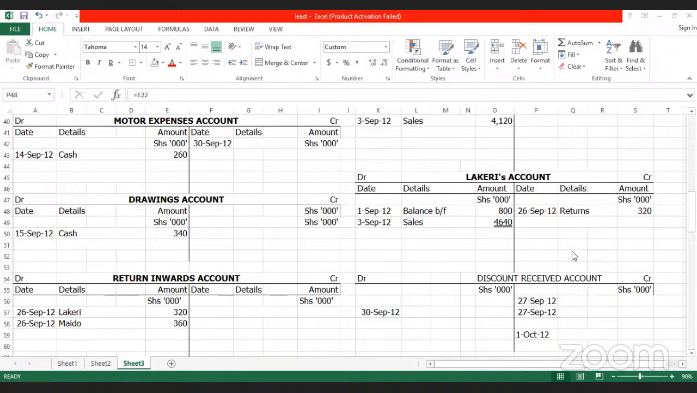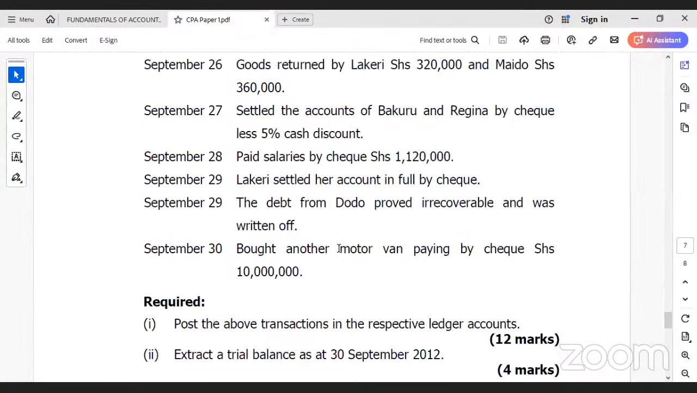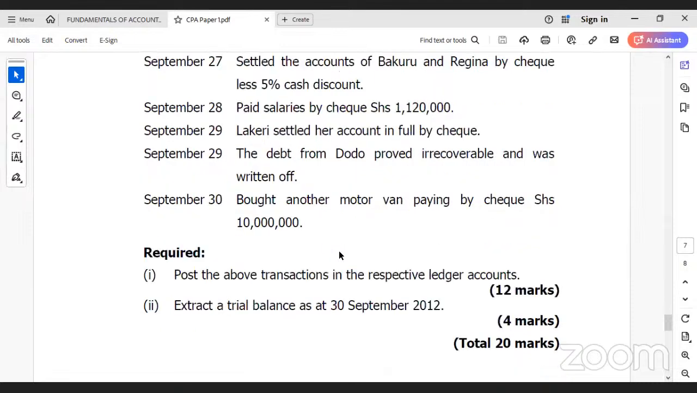So we need to see what is next now. Which other transaction do we have? What's the next transaction? The 27th. What happened on the 27th?